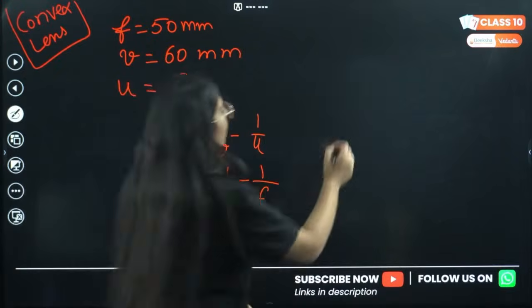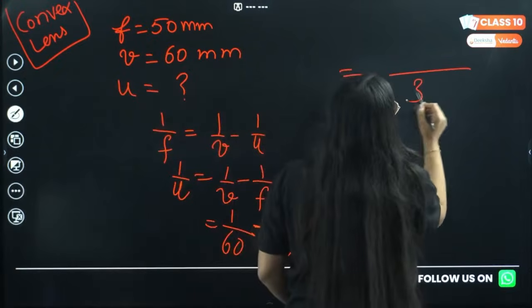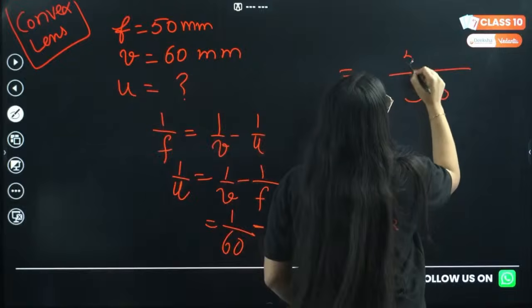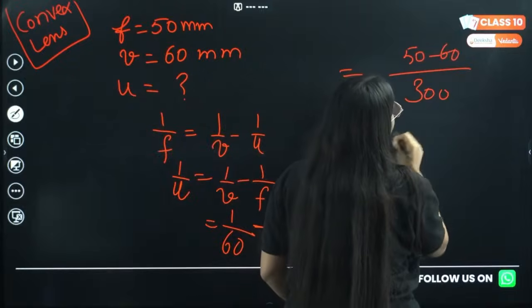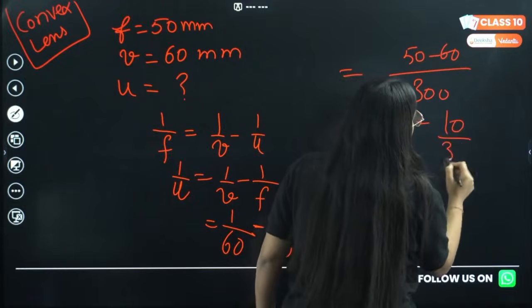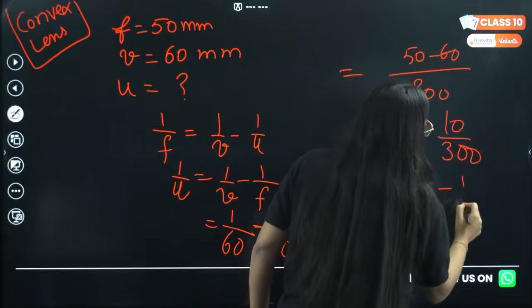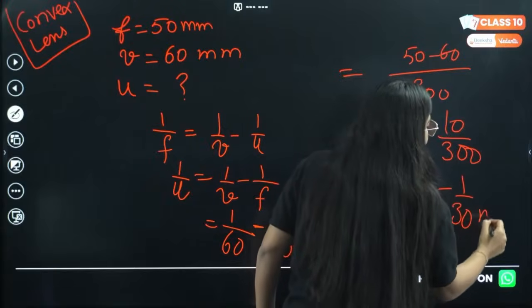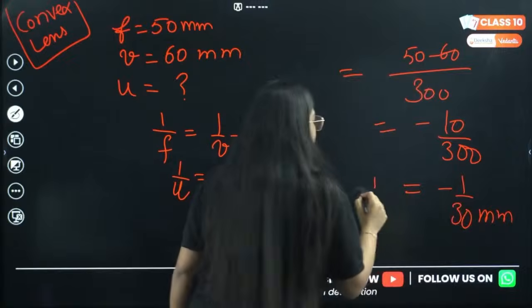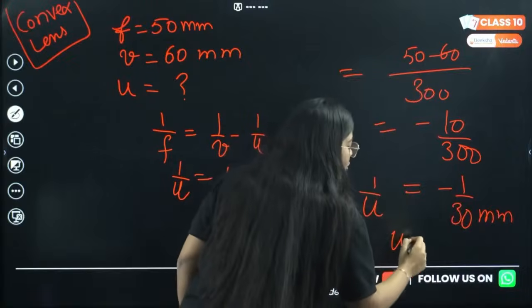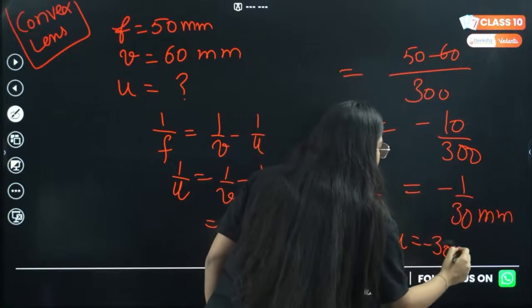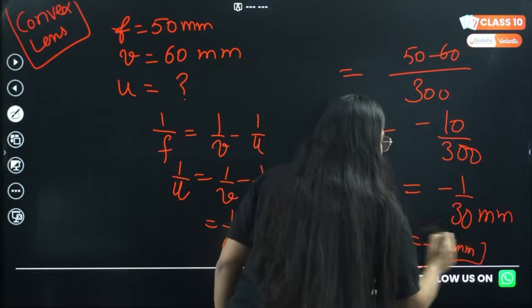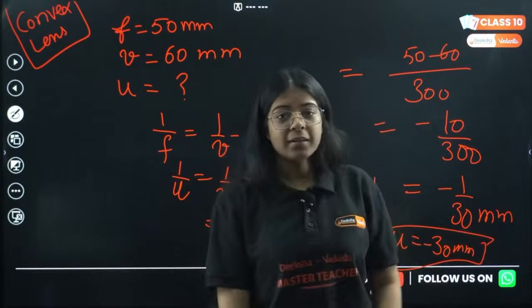Correct? Now I can just take the LCM, 300. 50 minus 60, it will be minus 10 by 300, and it will be minus 1 by 30. Now it is still in mm. So this will be 1 by u. So u will be minus 30 mm. Correct? Solved the third part.